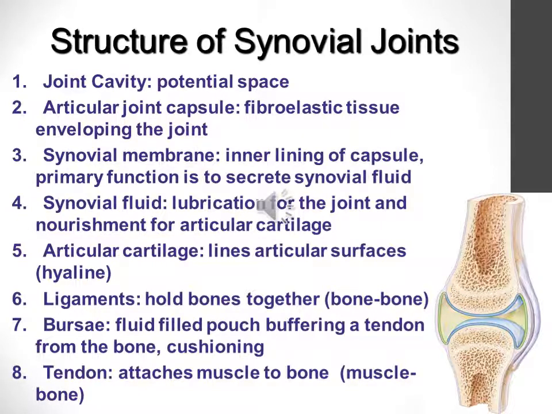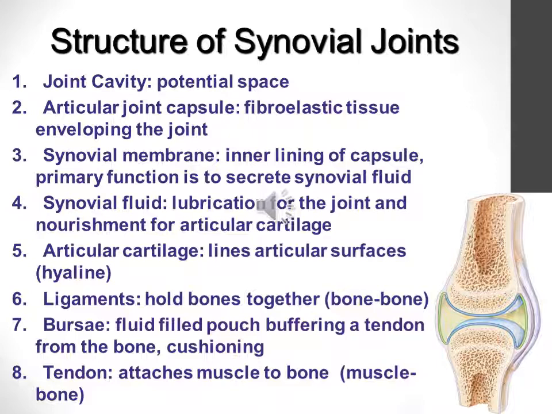So we have the picture of a basic synovial joint here, and the joint cavity contains a small amount of our synovial fluid, which I'll define in just a moment. It's a potential space. As we go through these, you have an articular joint capsule, which is fibroelastic tissue that envelops the joint. It's made up of two layers: a fibrous layer, which is your tough, external, dense irregular connective tissue, and then the synovial membrane itself, which is the inner lining of the capsule.